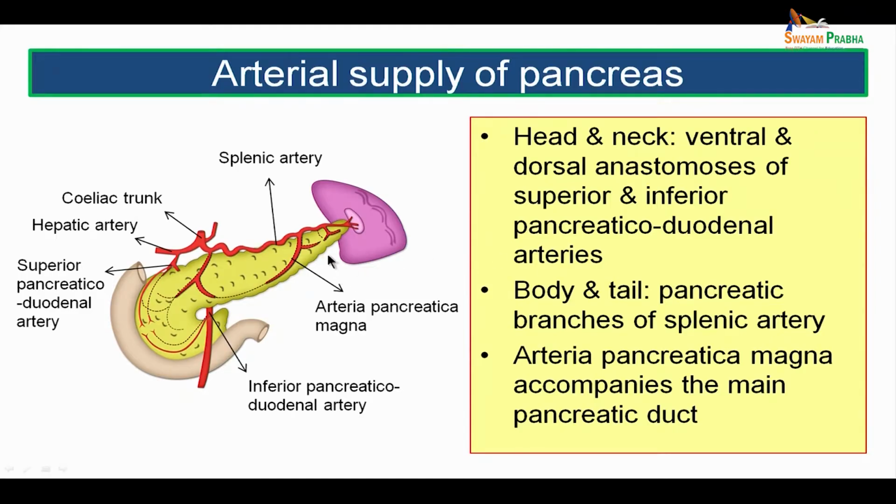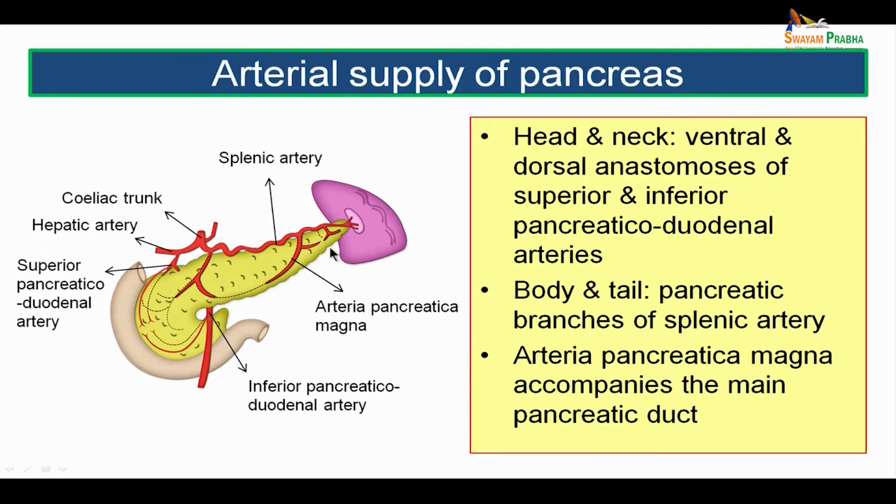The picture here shows us the various parts of the pancreas. We see the head and neck receiving the blood supply from superior pancreaticoduodenal artery, which has ventral and dorsal anastomosis with the inferior pancreaticoduodenal artery. Superior pancreaticoduodenal artery is coming from the hepatic artery, which is a branch of the celiac trunk, while the inferior pancreaticoduodenal artery is a branch coming from the superior mesenteric artery.